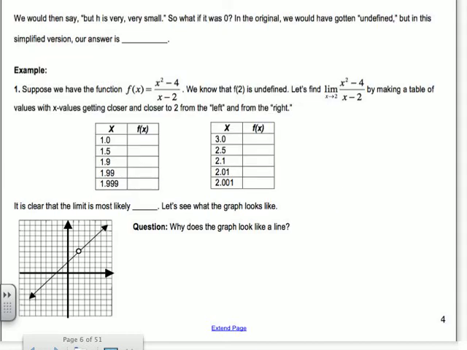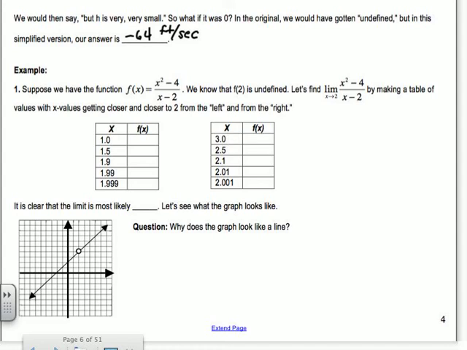In the original, if you plug in 0, you get undefined. But in this simplified version, you can plug in 0. And your answer is negative 64. That's your average rate of change. It's in feet per second. Why is it negative? Yeah, you dropped it off the top of the building. It's negative. It's going down.